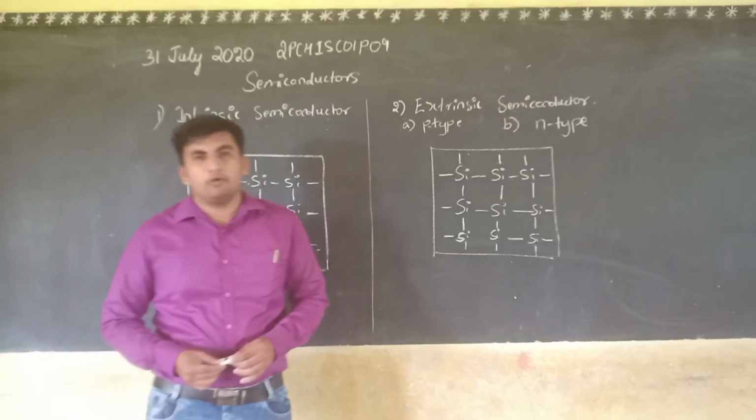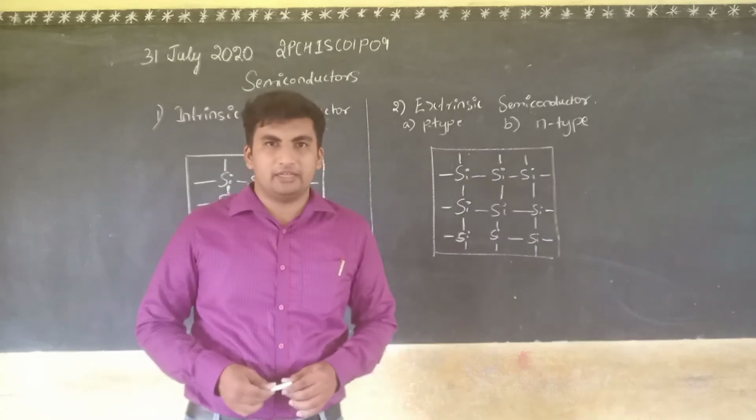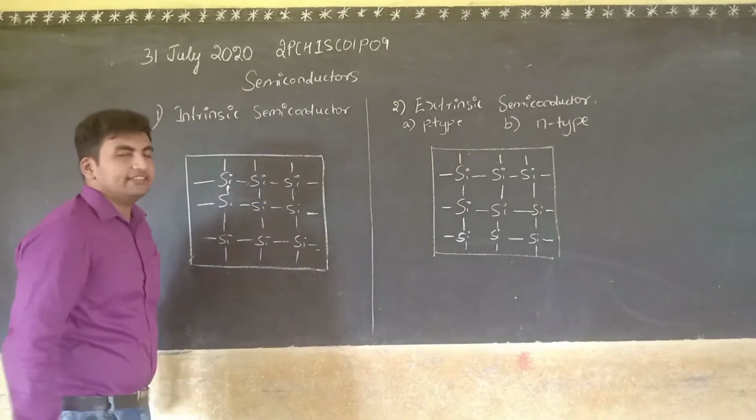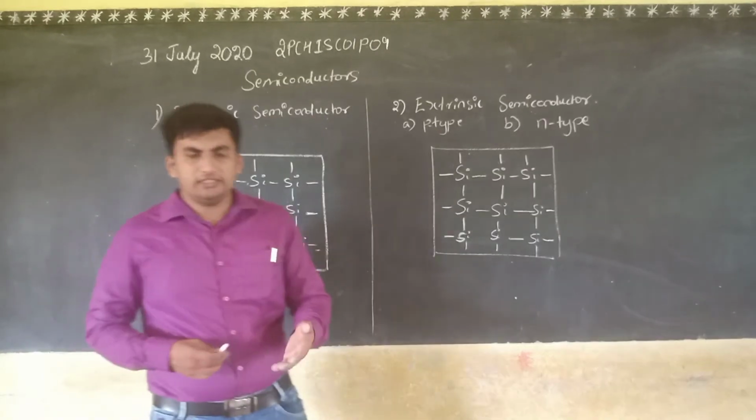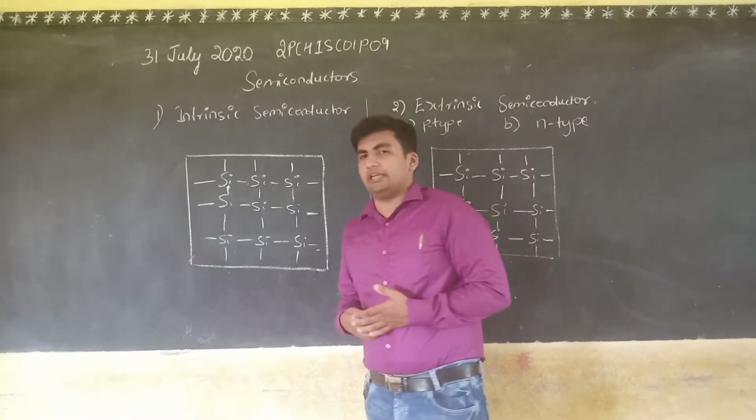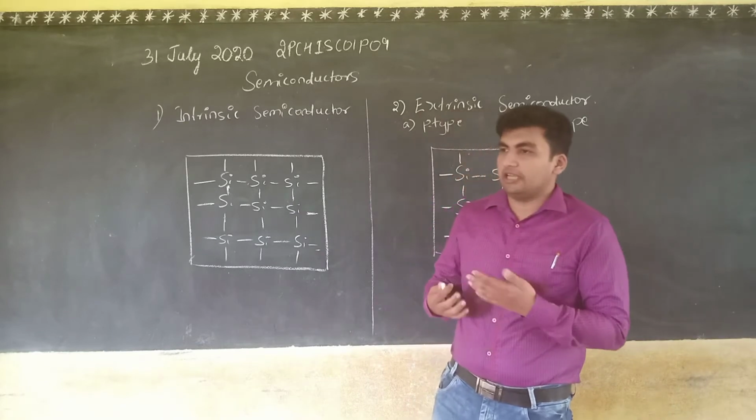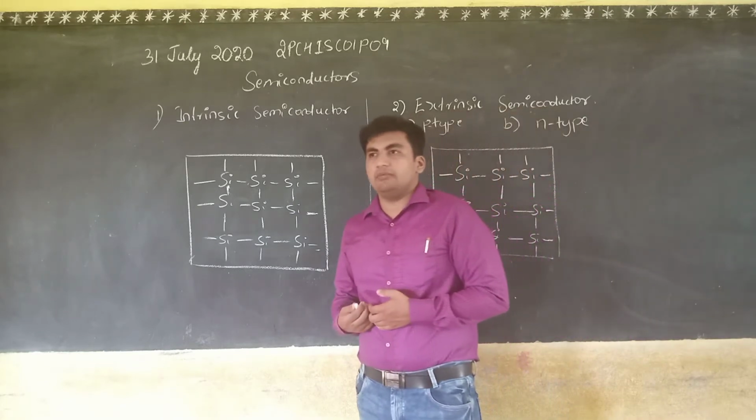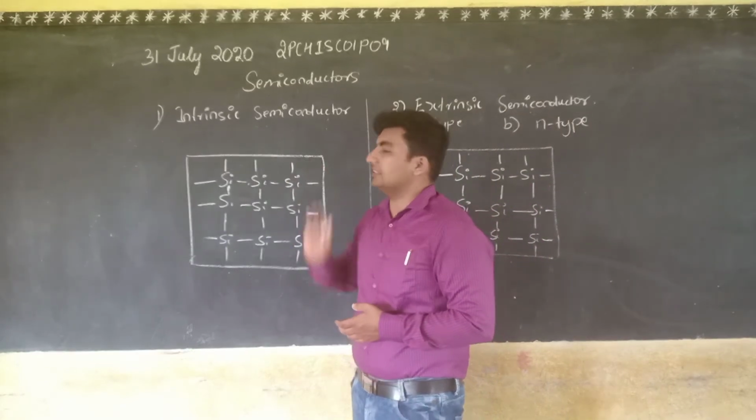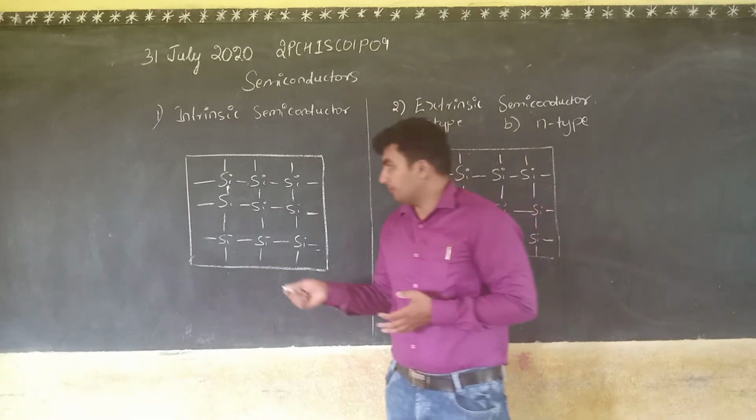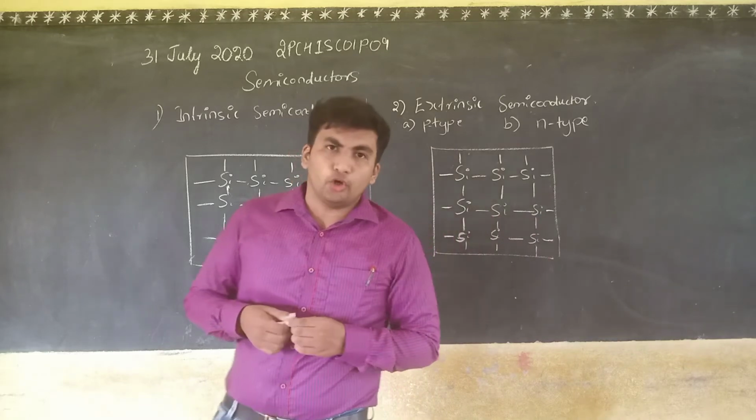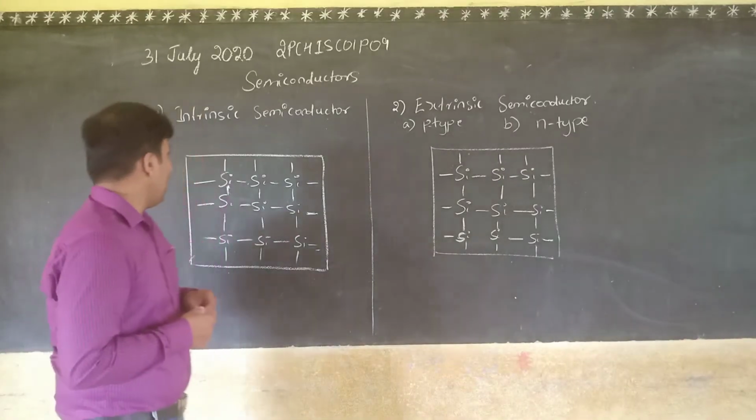Now let us discuss the types of semiconductors. The first one is intrinsic semiconductor and the second type is extrinsic semiconductor. Intrinsic semiconductor means a pure semiconductor. For example, silicon or germanium is a type of intrinsic semiconductor. If we consider a silicon crystal, silicon is a group 14 element.